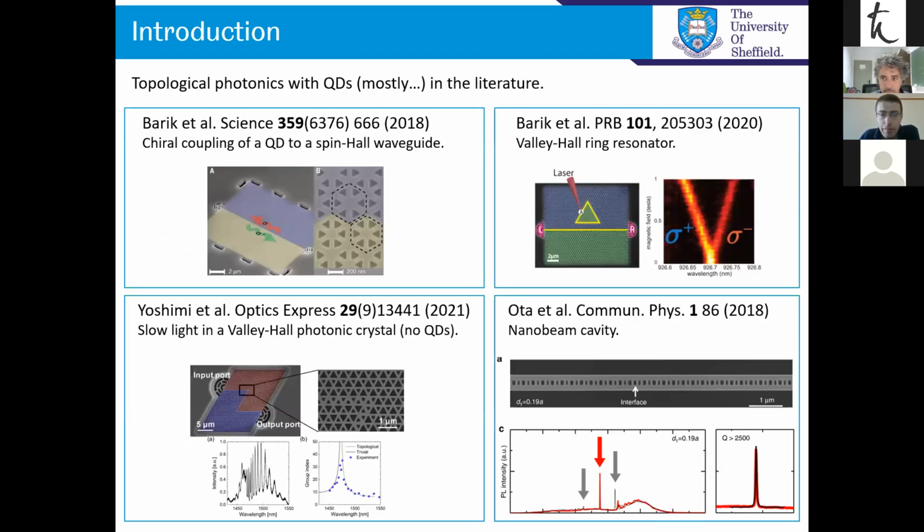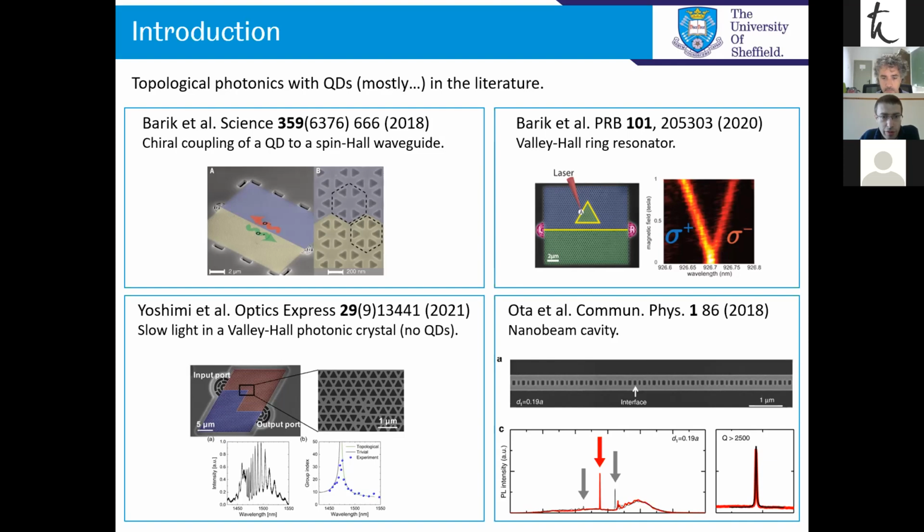Just to give a background as to what has already been achieved using quantum dots in topological photonics. There's a seminal paper from Ido Wax's group and Mohammed Hafezi with quantum dots chiral coupled to a spin Hall waveguide. Since then, they have also demonstrated a Valley Hall structure very recently. And there was also work from the Arakawa group, for instance, this nanobeam cavity structure here.